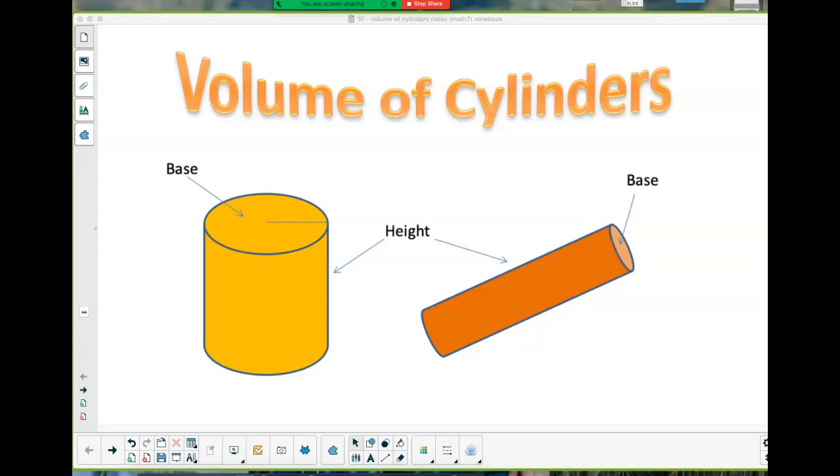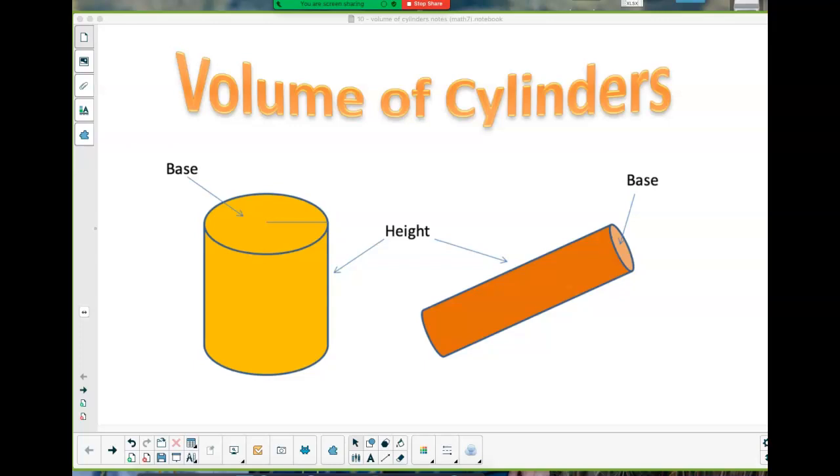So like these pencils, I think are not rounded. They have 1, 2, 3, 4, 5, 6 sides. These are hexagonal prisms. But some pencils are just smooth on the outside. Cylinders are just circles. They're circles that are stretched out.